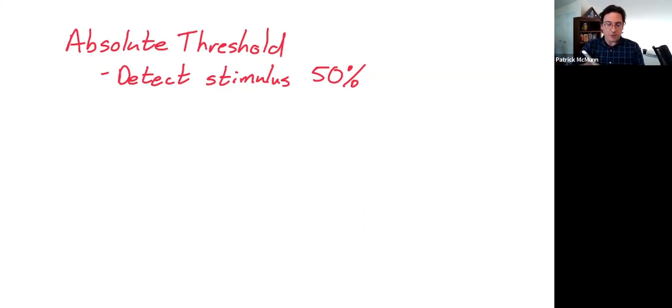So for example, if you took a pin and just hovered it above your finger and without looking, you were able to report feeling a sensation, the closer you get, 50% of the time that you felt that would mark your absolute threshold. Does that make sense? Now that's different from JND, or just noticeable difference.